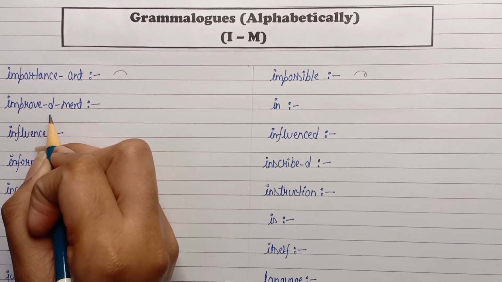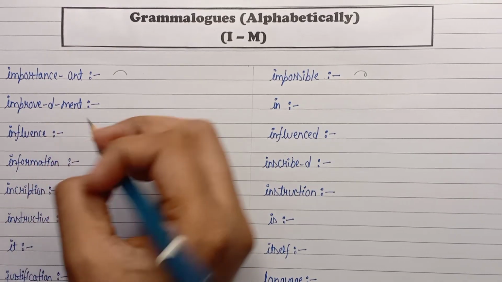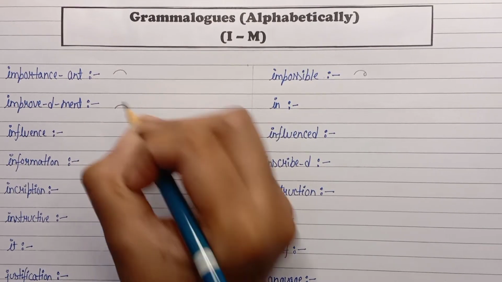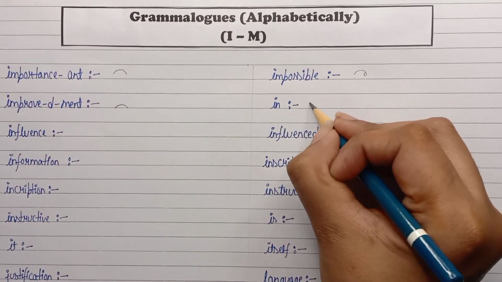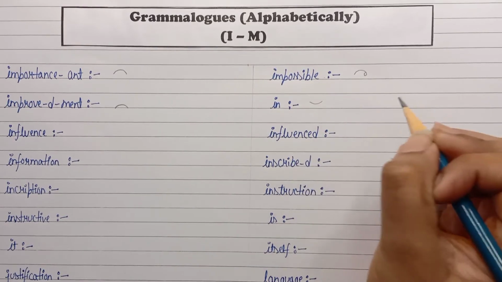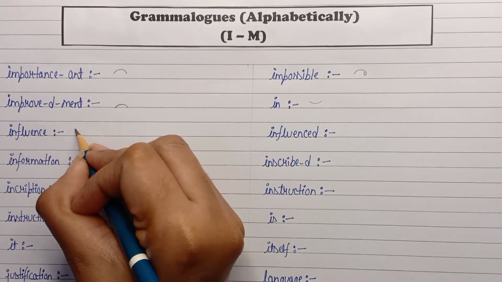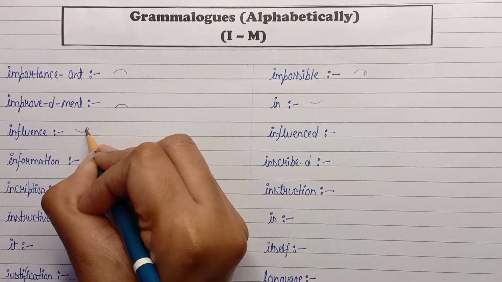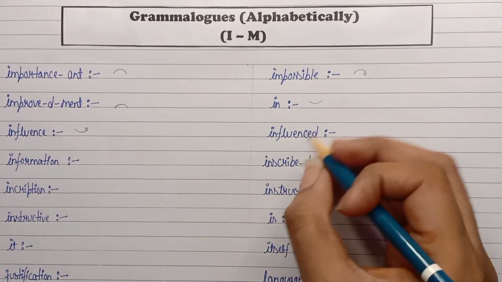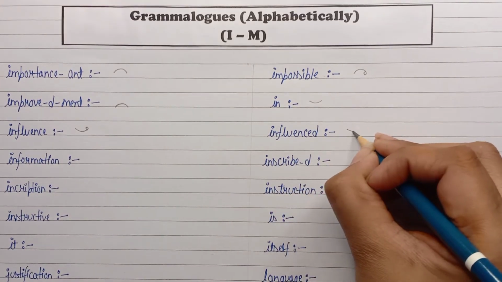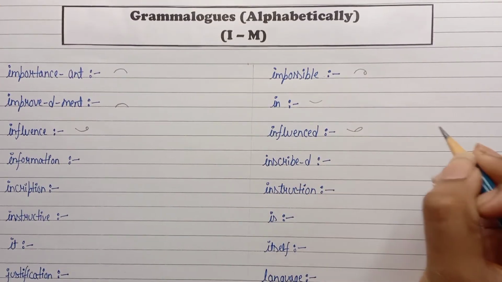Improve, improved or improvement. So dark form of MP. Next is in. Influence. Influence. Next is influenced. So N with ST.